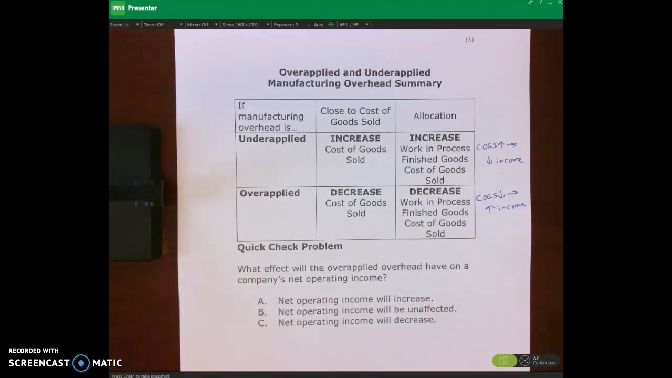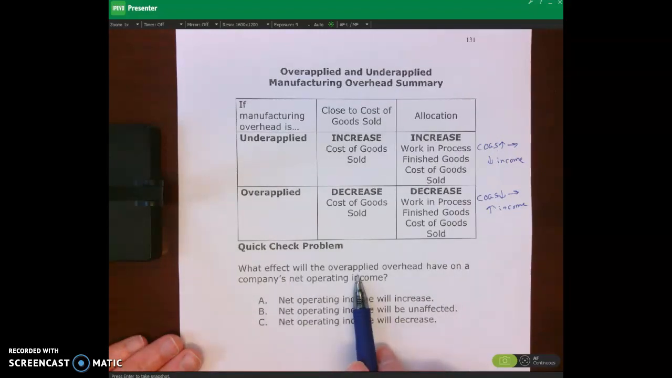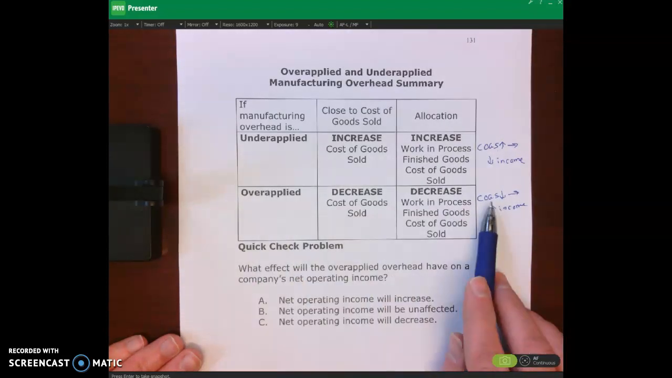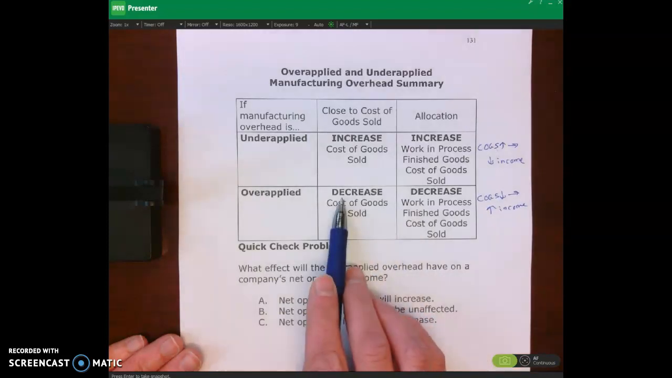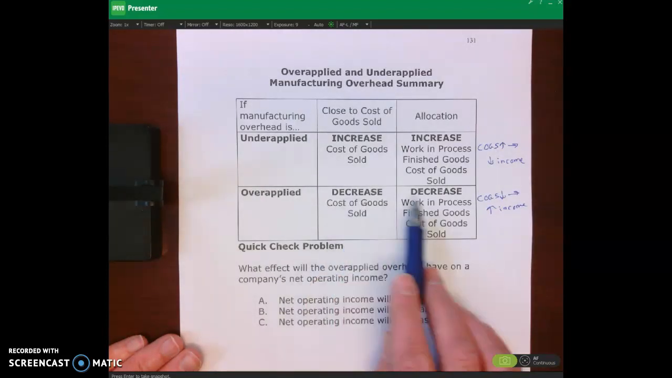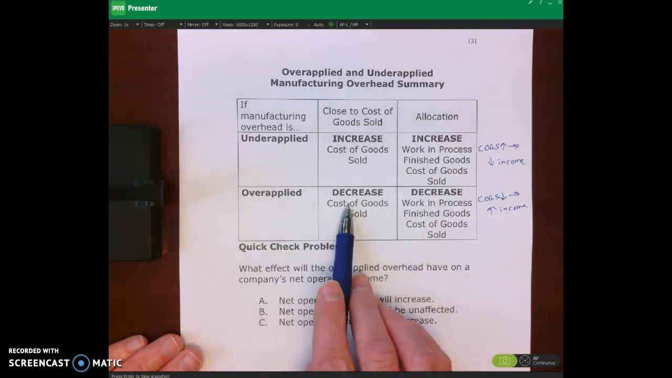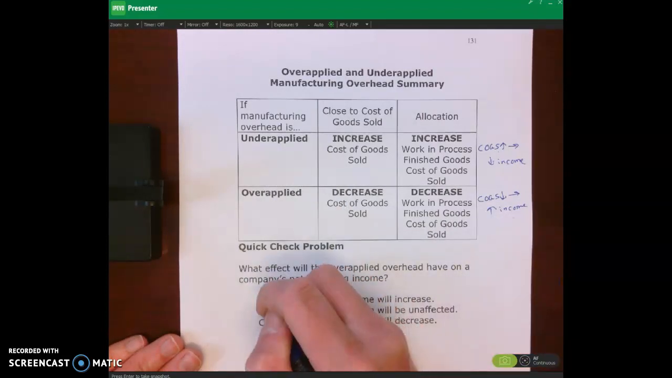So if we look at this quick check problem, what effect will overapplied overhead have on a company's net operating income? If we look at overapplied overhead, that means we will debit manufacturing overhead and credit cost of goods sold in either situation. It's just that here we would credit cost of goods sold more than we would here, because only some of it goes to cost of goods sold versus all of it here. In either situation, cost of goods sold will go down. That means net income will go up.